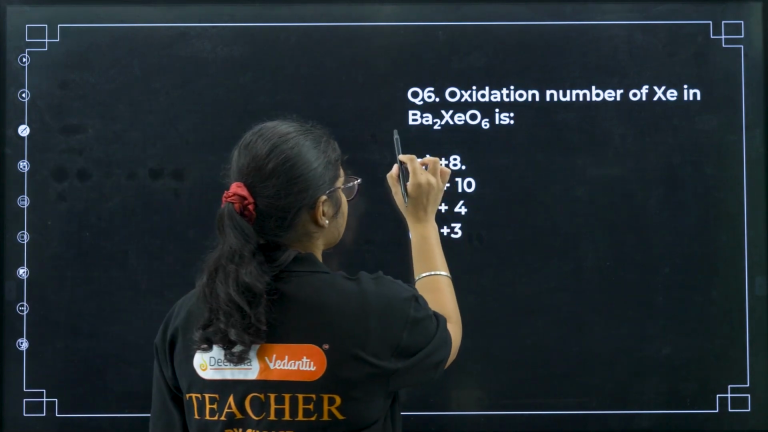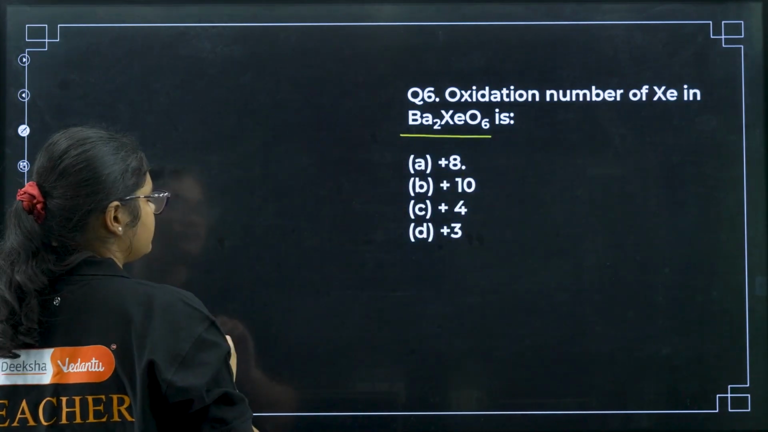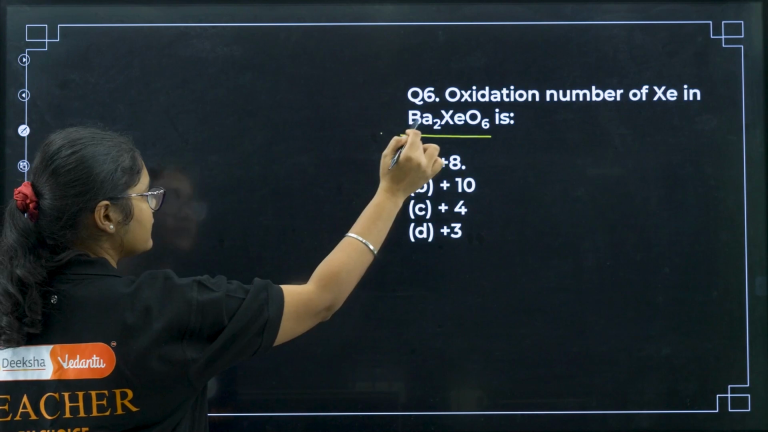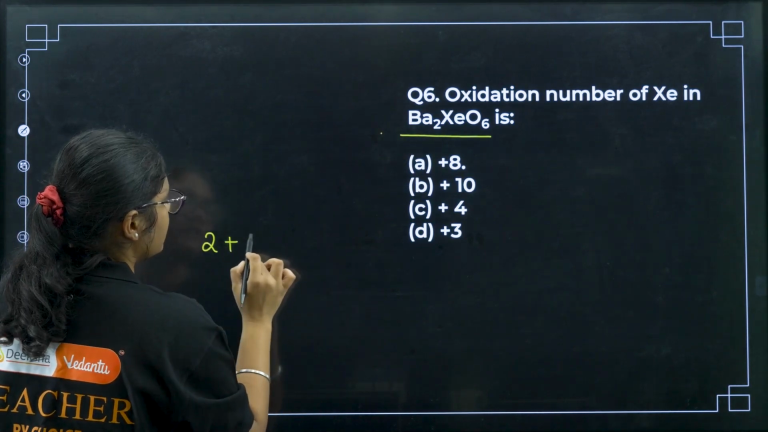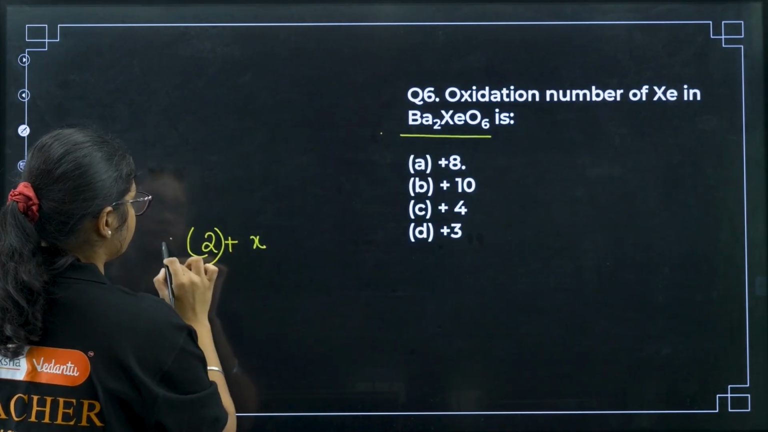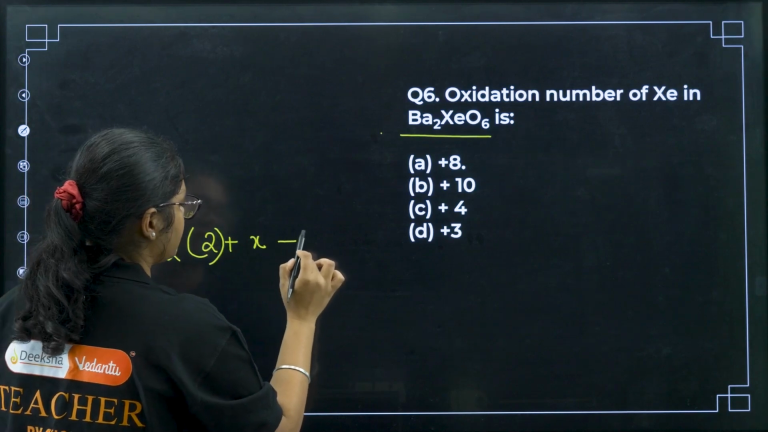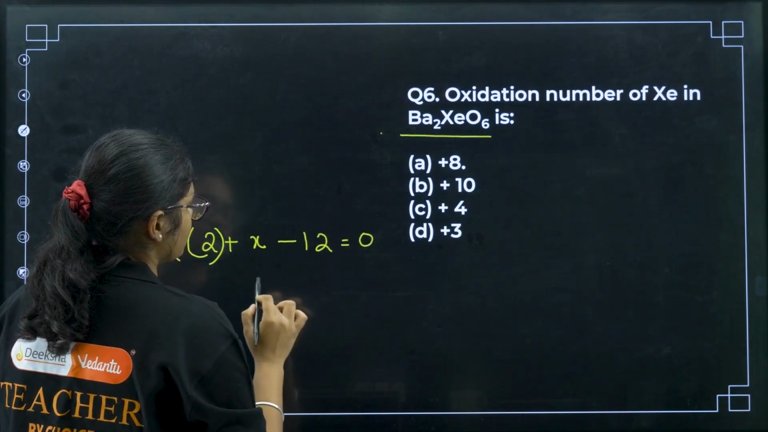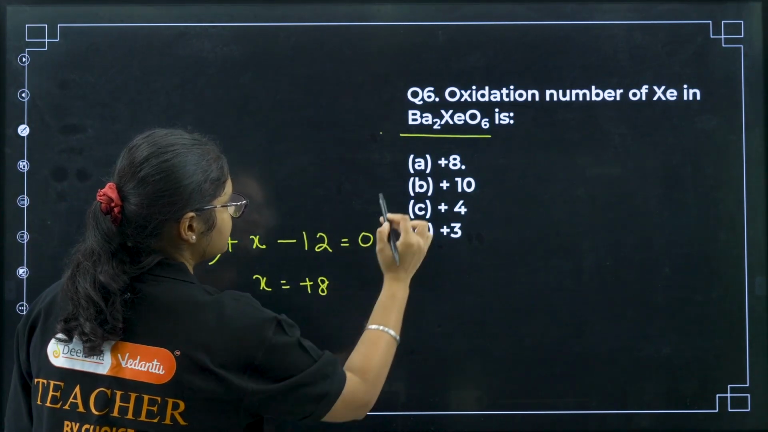Next, the oxidation number of Xe in Ba2XeO6. If you see Ba2, the charge of Ba is +2, then we have X. So there are 2 times +2, for 2 Ba. Then we have -12 is equal to 0. So X will be equal to +8.